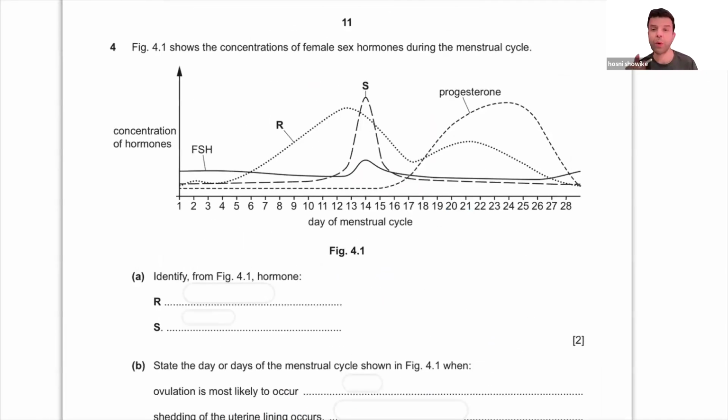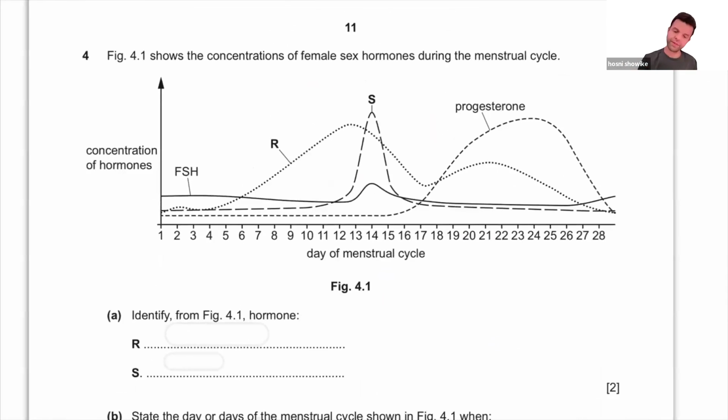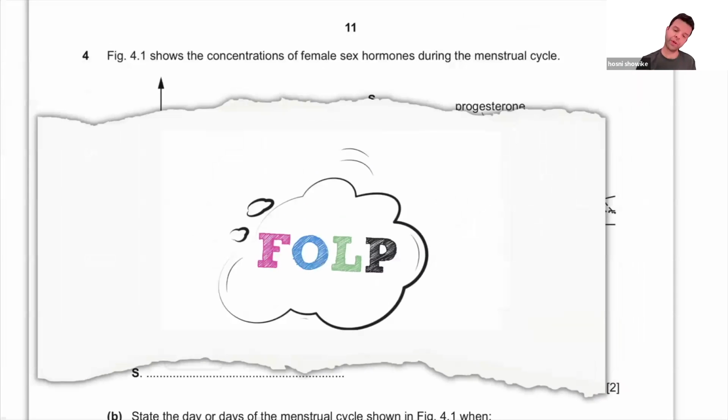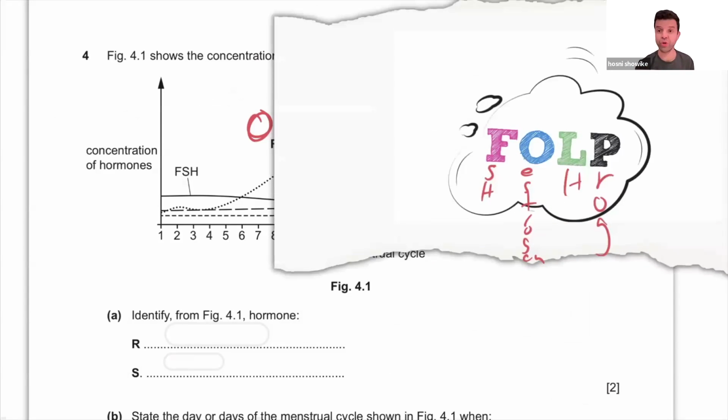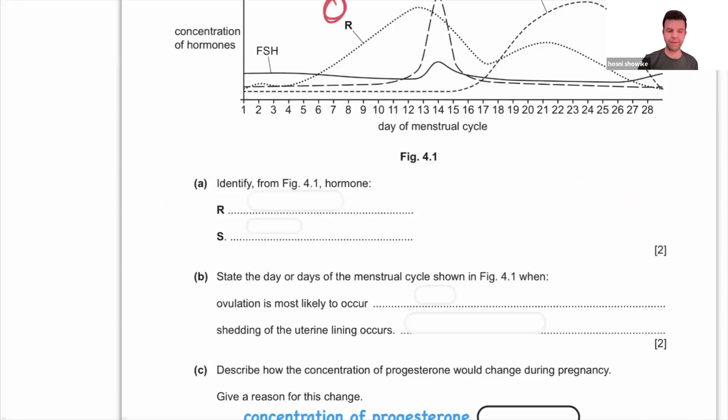Question 4. It's talking, just like what we've been talking about yesterday or the day before, about female hormones. Here they did not tell me what is hormone R, what is hormone S, but we have studied these hormones in the right order. So there's always FSH, estrogen, LH and progesterone, right? That's the correct order. So now I know that this must be estrogen and this must be LH because they peak in exactly that order I showed you here. So these are the names of the hormones right here.